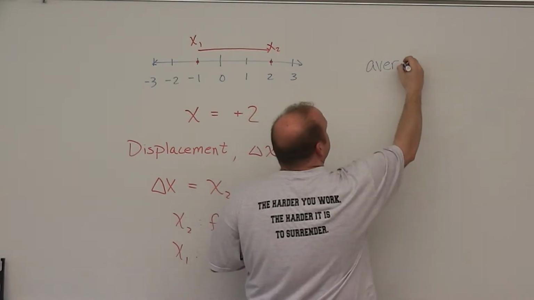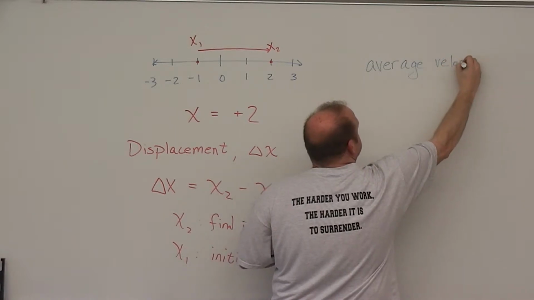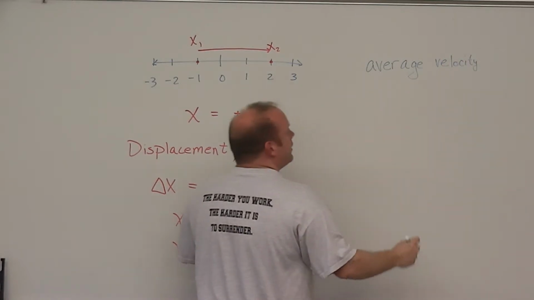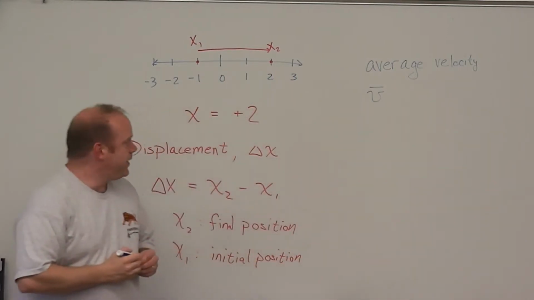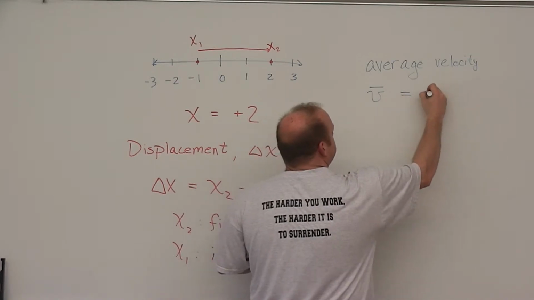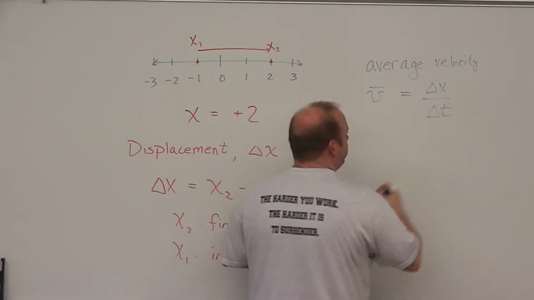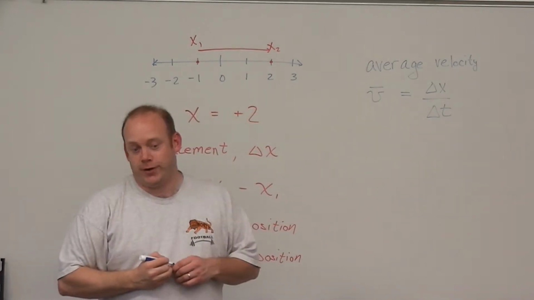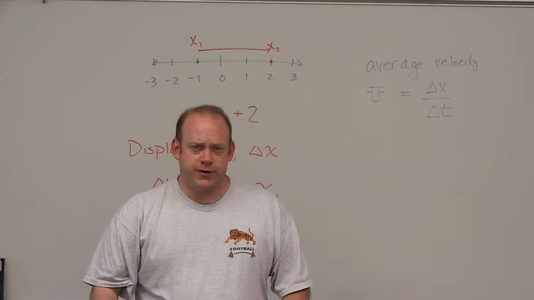And the symbol I'm going to use for average velocity is V bar. Okay? V bar will equal delta x over delta t. Again, I assure you it gets harder than this. There's a few things that we're interested in here.